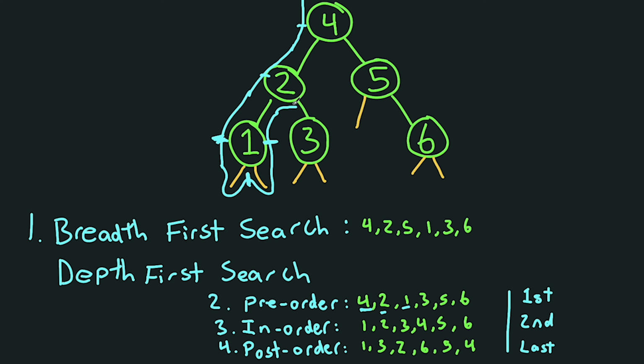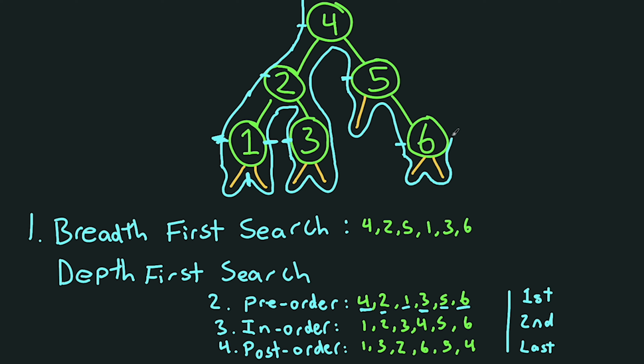So we see 2 now for the second time. We don't do anything. We see 3 for the first time. Okay, we process it. We go to 3's left child. We go to 3's right child. Back to 3. Back to 2. Back to 4. And then we see 5 for the first time. So we process it. And we go to 5's left child. Back to 5. We see 6 for the first time. We process it. And then we go to 6 left child, 6 right child, back to 6, back to 5, back to 4.